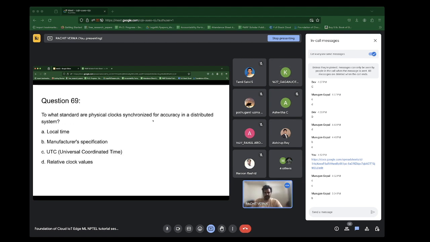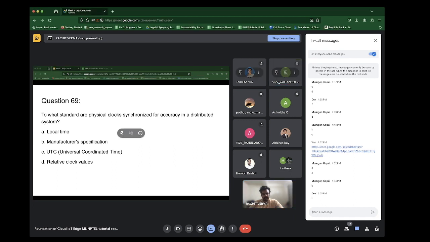Okay, to what standard are physical clocks synchronized for accuracy in a distributed system? A, local time. B, universal coordinated time. Yes, that is the correct answer.